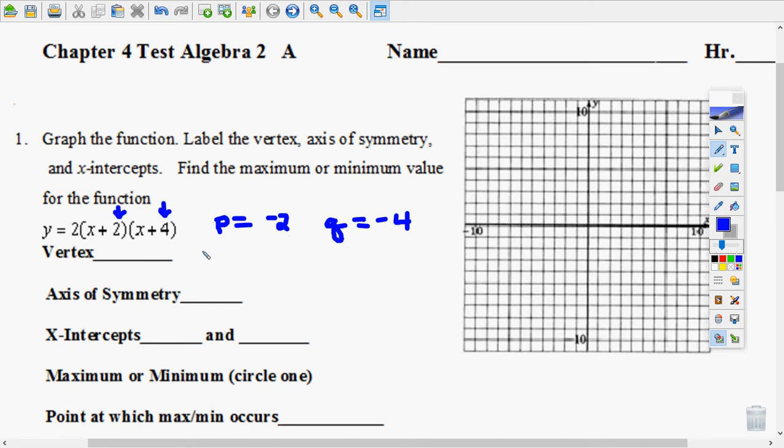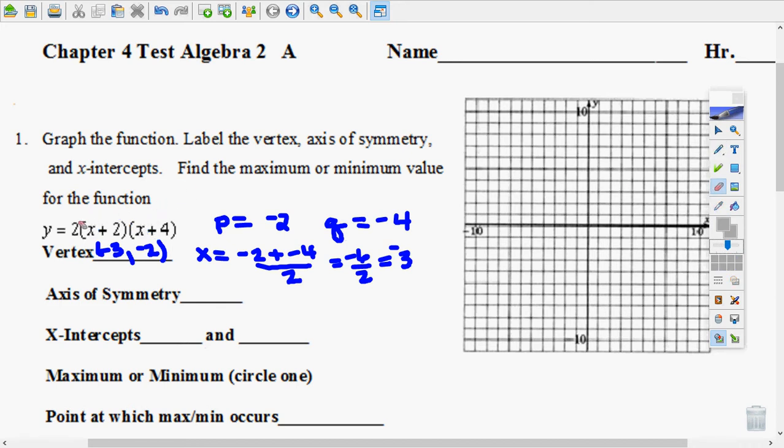And then in order to find the x-coordinate of the vertex, you take P plus Q and you divide by 2. So that would be -6/2, which equals -3. So the vertex is -3, comma, and then you plug -3 in for x. That would be -1 times 1 times 2, which would be -2. So that is our vertex.